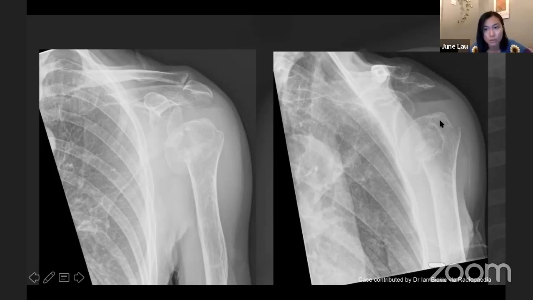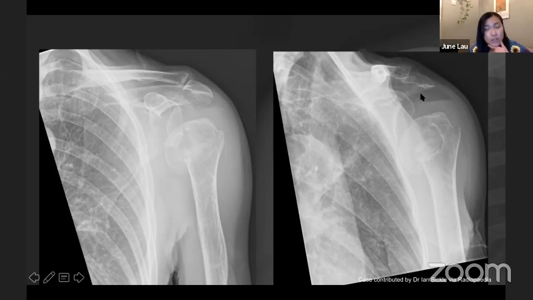lipohaemarthrosis. It's when you've got a fracture of the bone, and all the fatty marrow that sits in your bone leaks out, I suppose. And as the blood leaks out and the fat leaks out, it forms a definite sort of fat fluid level, so to speak. And even if this wasn't fractured and you see a sign like this, you know something's happened and they need further imaging. So well done.